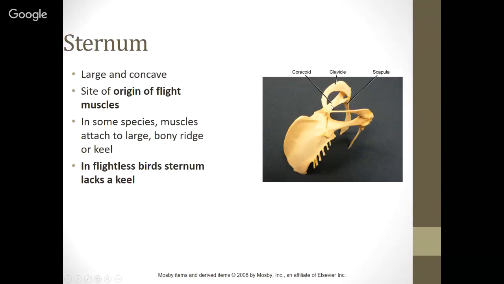The sternum is large and concave. We need to have big flight muscles there. That's where the origin of the flight muscles are, those pectorals. In some species, those muscles attach to a large bony ridge or keel. In flightless birds, the sternum will lack a keel. So in flightless birds, they'll have a flat sternum, but this is a bird of flight, so it has a keel. Here is the coracoid, which fuses with the clavicle and the scapula.